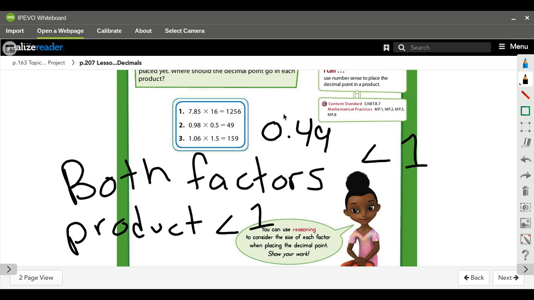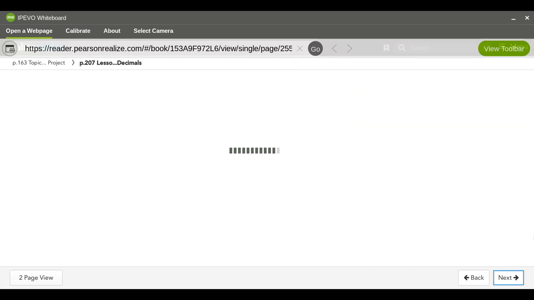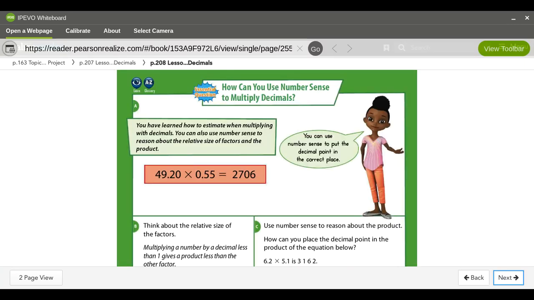So let's go ahead and take a look at the next page and see what other information can help us with number sense. It says you've learned how to estimate, right? We've already talked about the estimation skill being very important when we look at using number sense. So we're going to continue to do that. Estimation is going to be a good strategy when determining how to use number sense. So if I have 49 and 20 hundredths and I multiply that by 55 hundredths, I'm going to get an answer of 2706. I need to look at where I'm going to place the decimals.